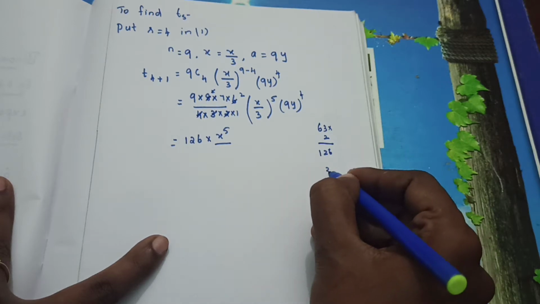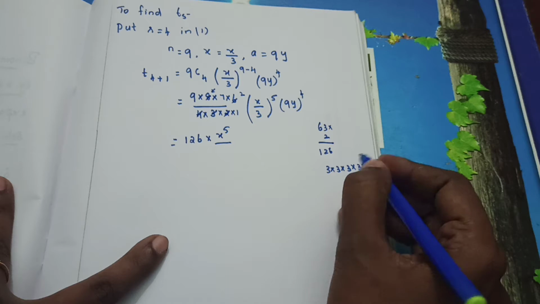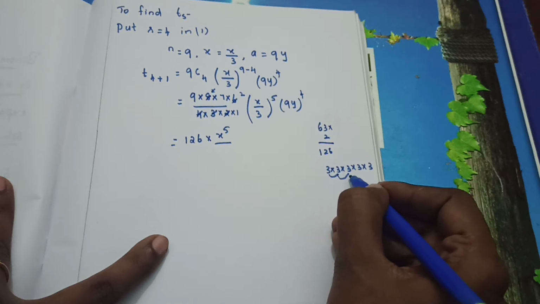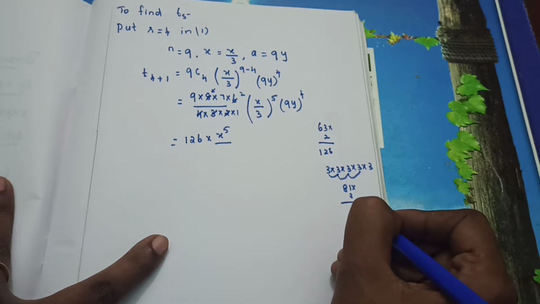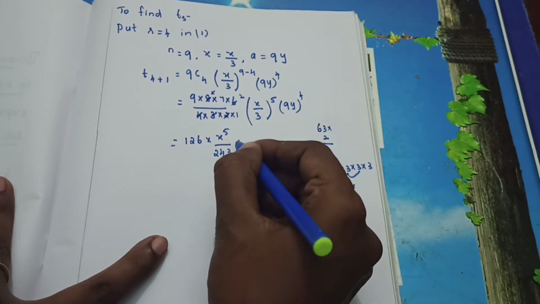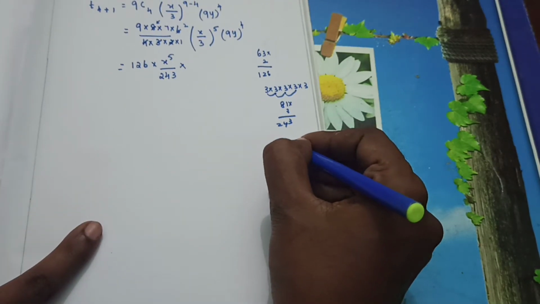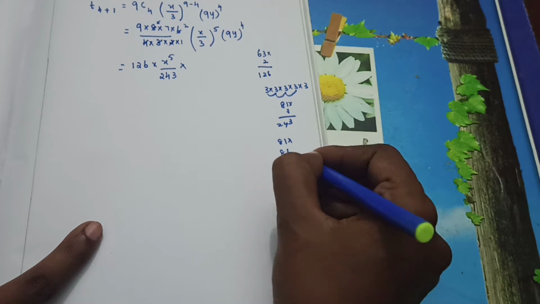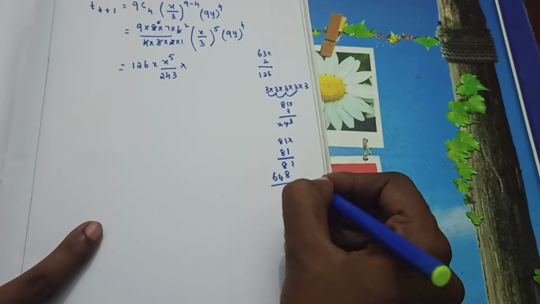So the meaning is 3 into 3 into 3 into 3 into 3. 3 3s are 9, 9 3s are 27, 27 3s are 81, 81 into 3 means 243 you will get. So 243 into 9^4. 9 9s are 81, so 81 into 81. Okay, 1 8 8, 8 8s are 64.